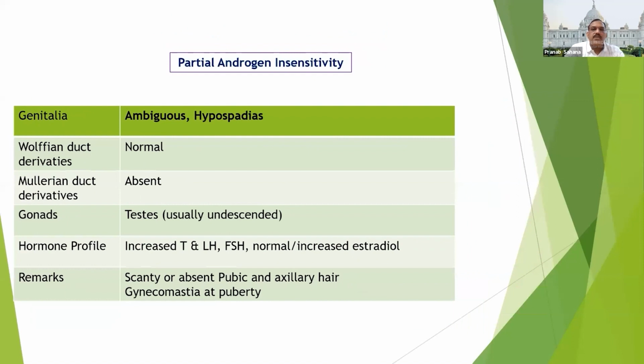Partial androgen insensitivity is a common cause of 46XY DSD. It presents with ambiguity or hypoplastic male, that is hypospadias, micropenis, and sometimes undescended testes. In the hormonal profile, there can be increased testosterone, LH and FSH levels, but it is sometimes difficult to interpret in the prepubertal age. They can also present with gynecomastia at puberty.